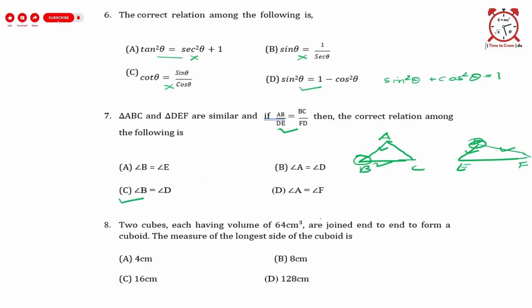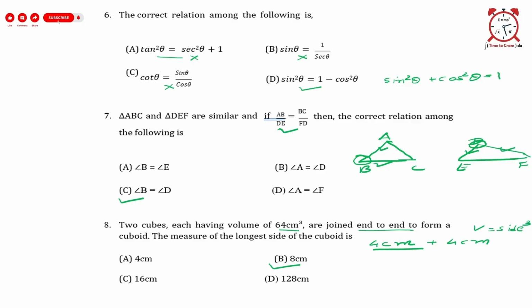Next question. Two cubes each having volume of 64 centimeter cube. If they are joined end to end to form a cuboid, the measure of the longest side of the cuboid is dash. If we find their side by the volume formula, we will get their side 4 centimeter, because we know that the volume formula is what? Side cube. So using this formula we can find the side as 4 centimeter. Now we are joining them end to end. So 4 centimeter plus 4 centimeter, the answer is 8 centimeter.